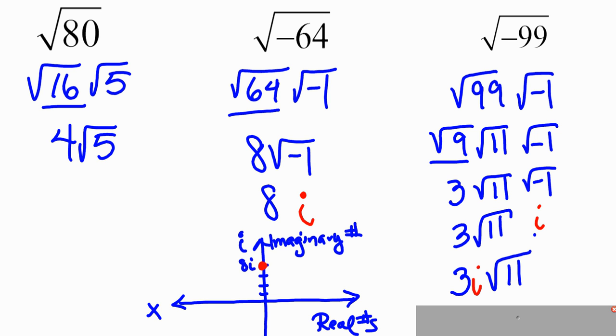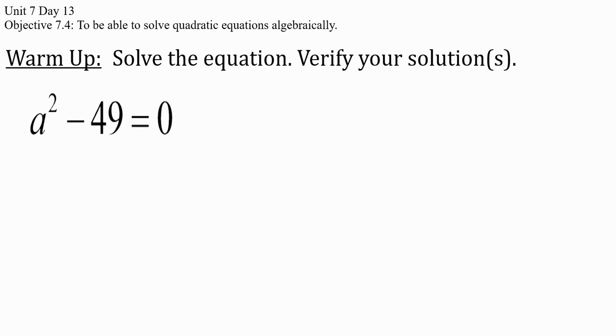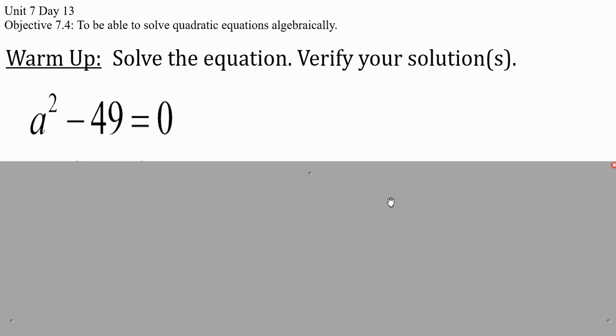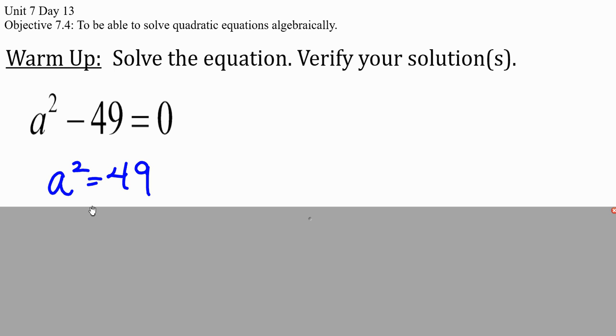Simplifying radicals is a foundational skill, especially when it comes to solving different types of equations, in particular your quadratic equations. And so here we have a quadratic equation. We've got a squared minus 49 equals 0. How can we solve this? Well, we can see that we're subtracting 49, so we know how to undo that. We can add 49 to each side. So now all we have left to do is undo a squared.